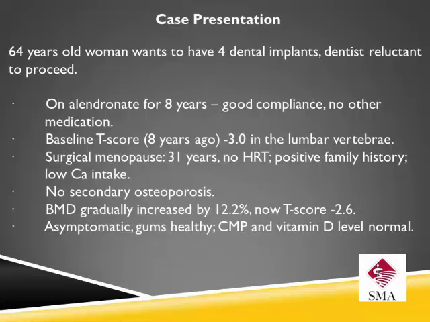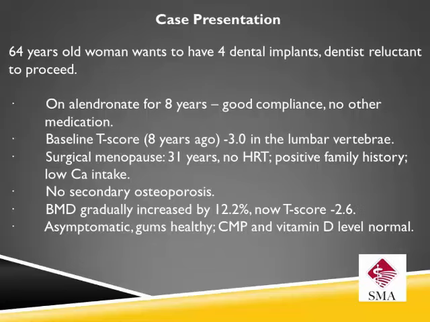During this 8-year period, her BMD gradually increased by 12.2%. Now her T-score of the upper 4 lumbar vertebrae is -2.6. She is asymptomatic. Her gums appear to be healthy. Various laboratory tests, including the comprehensive metabolic profile and vitamin D levels, are normal. So this is the case, and the patient comes to us because she really very much would like to have these implants to go ahead, but unfortunately the dentist is reluctant to proceed.